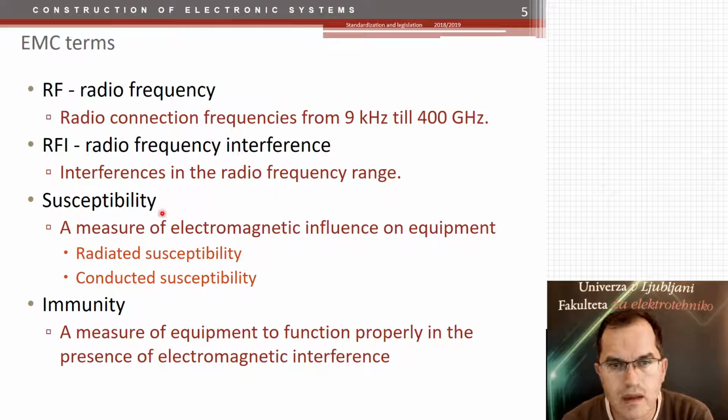The electromagnetic susceptibility is how sensitive the device is to the radiated or conducted electromagnetic noise. The noise can come through the air or through the wires. And immunity means whether the equipment functions properly in the presence of this electromagnetic noise.